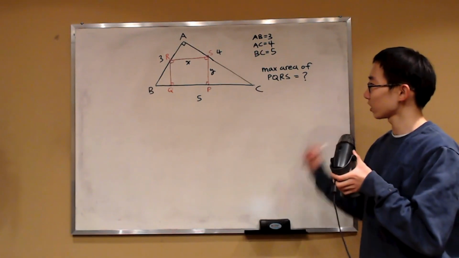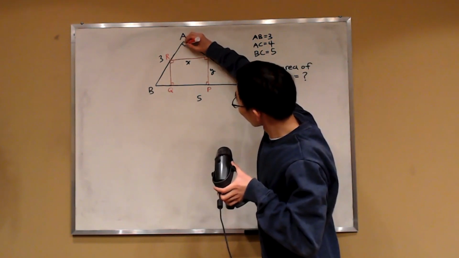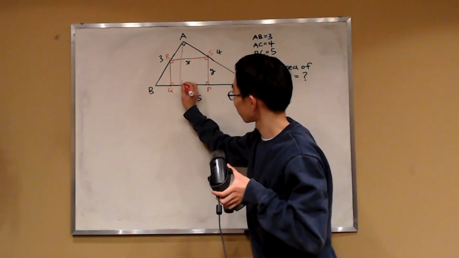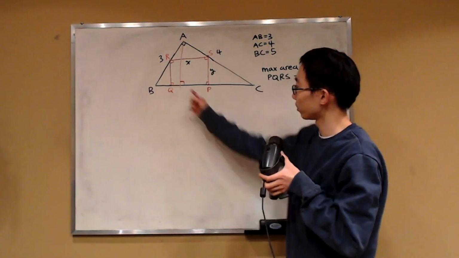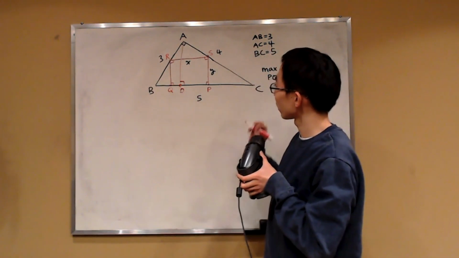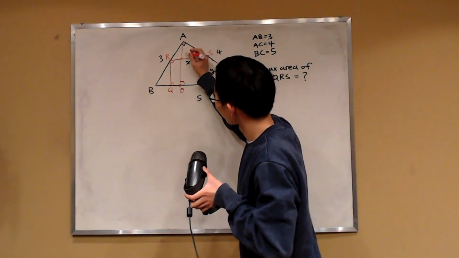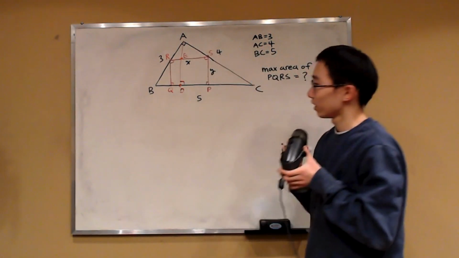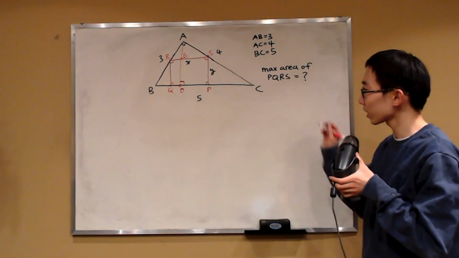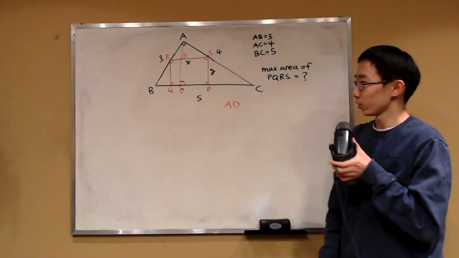Alright, so this is the length that I'm interested in. Consider the altitude from A down to BC. I'll call the intersection with BC point D, and I'll call the intersection of this altitude with RS point E. Now, here is the thing. We can actually get the length of AD. How do we do that?